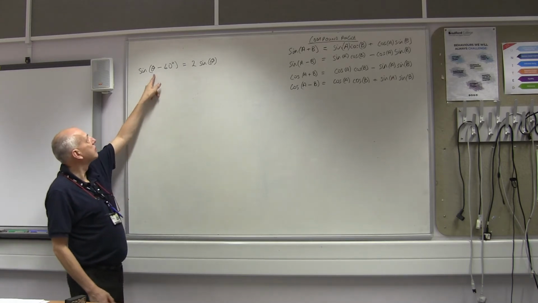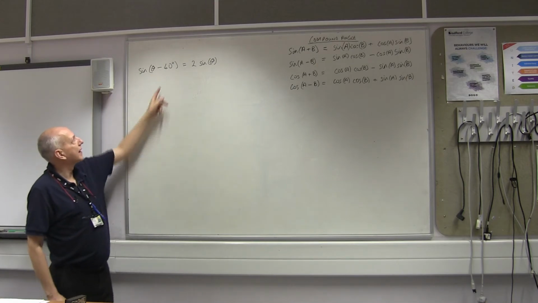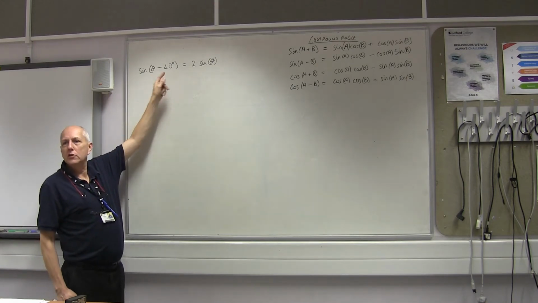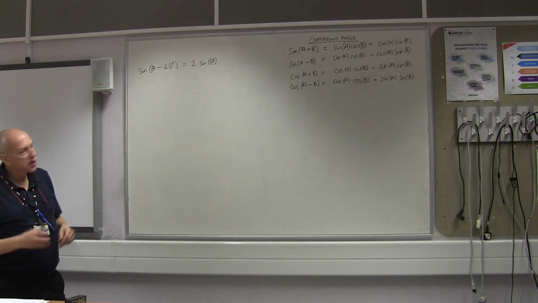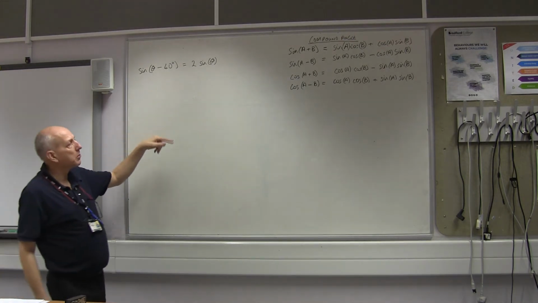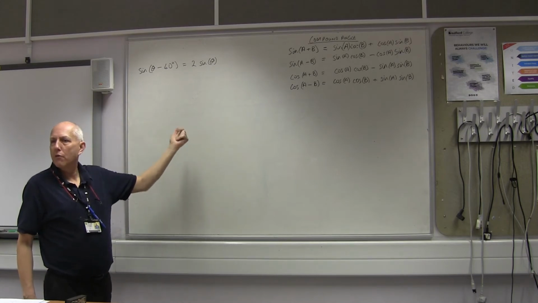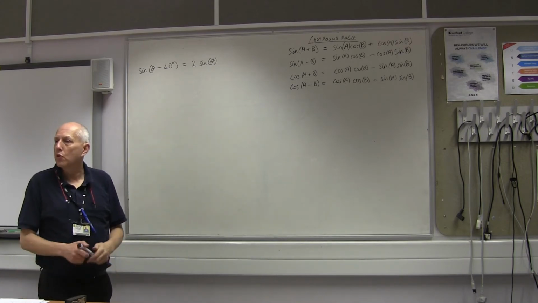It's in degrees, we've got the degrees symbol. Well, that gives it away, 40 degrees there. It could be in radians, but it's in degrees. So it's just a case of expanding it using one of these formulas, rearranging it, and finding out what theta is, what the unknown is.